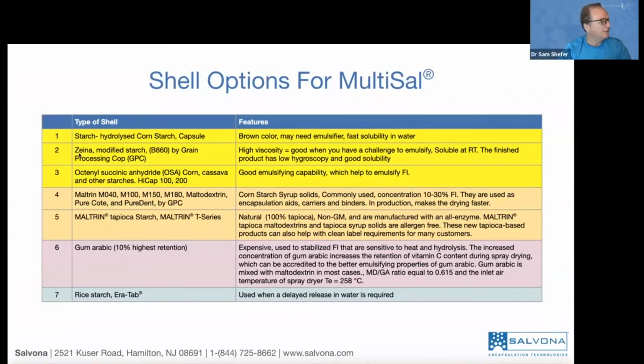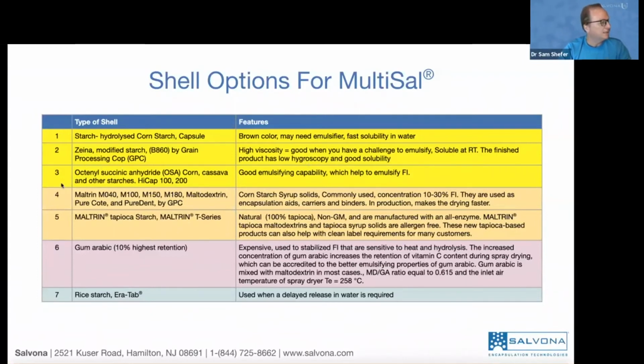The other group is zinc. It's a modified starch by Grain Processing Corporation, GPC. And this is available at high viscosity, which is good for emulsification. It's very soluble at room temperature, and this is the big thing. We don't need to heat it up to solubilize it. And it has a low hygroscopy, which means it doesn't absorb a lot of water, so it can be stable and give us long-lasting release.